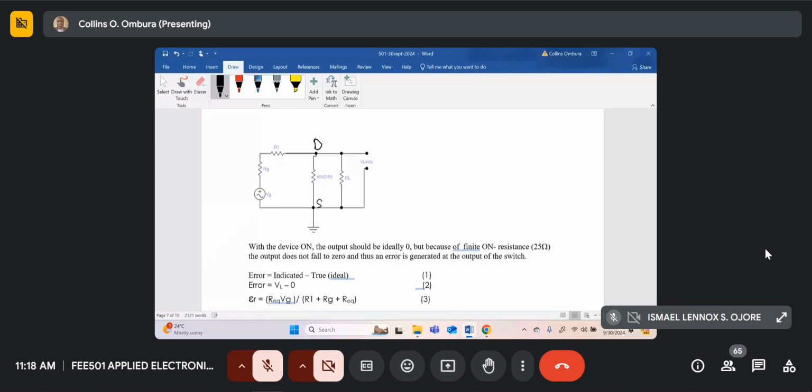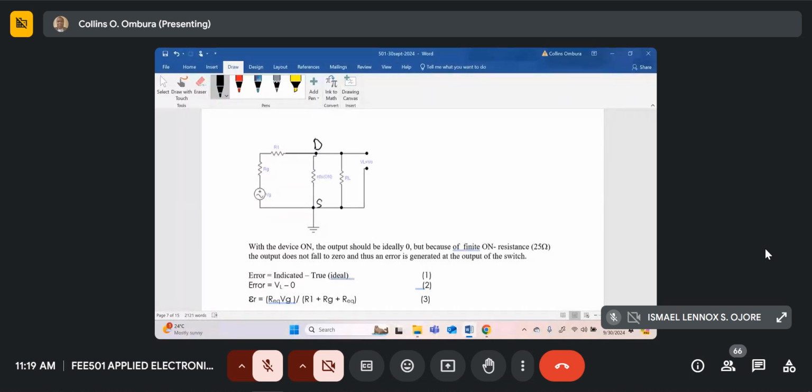Since the device is going to be switched on and off, we normally use small letters, rds on, to show that it's dynamic. Just like with hfe for BJT transistors, we use small h, small f, small e to denote the current gain of a BJT, and we use capital HFE to denote the static or DC gain of the transistor. So this is the equivalent circuit. Let's find out the error generated when the device is on.